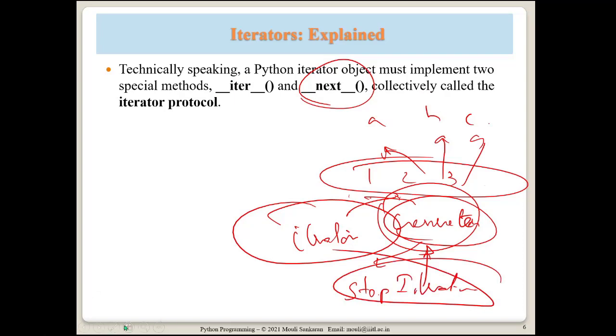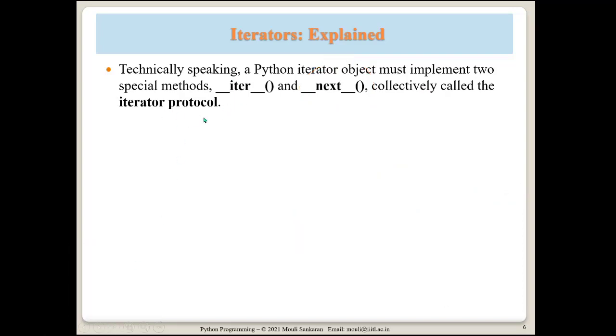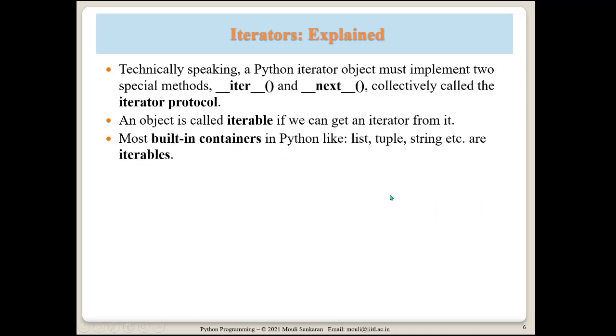Then this object says, okay, fine, the job is done. This is the end of the iterator. So that is the iterator protocol, and this is how it talks to the generator. An object is called iterable if we can get an iterator from it.